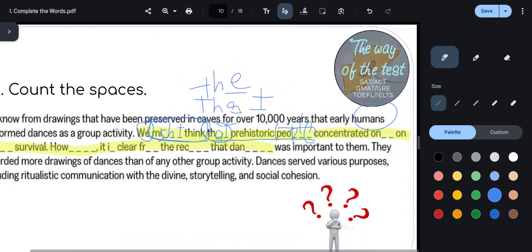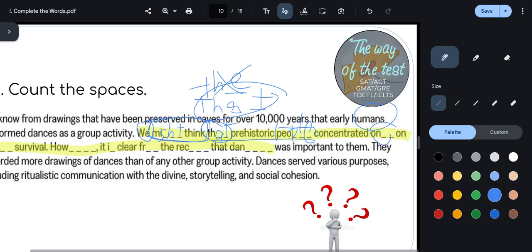Now, if you go to the bigger picture, grammatically, this will be wrong because we don't say we think the prehistoric people concentrated. We have to say think that. But if you just focus on the blank spaces, it does help to just count spaces. So we might think that prehistoric people concentrated on.